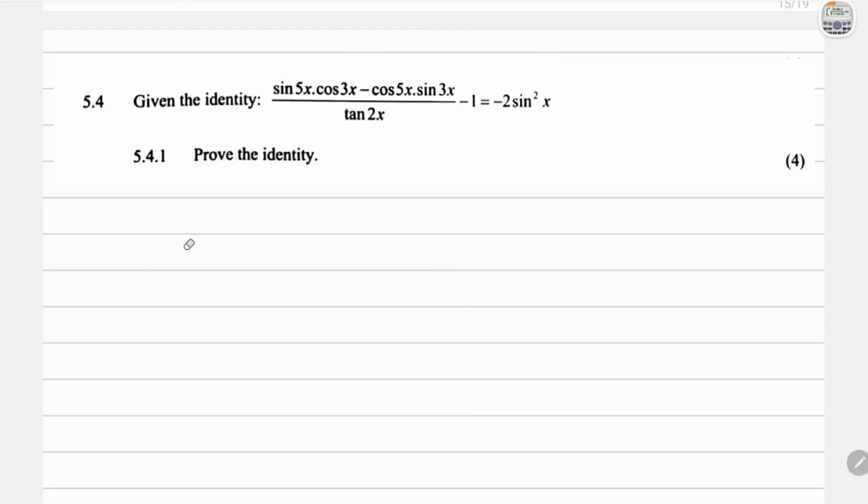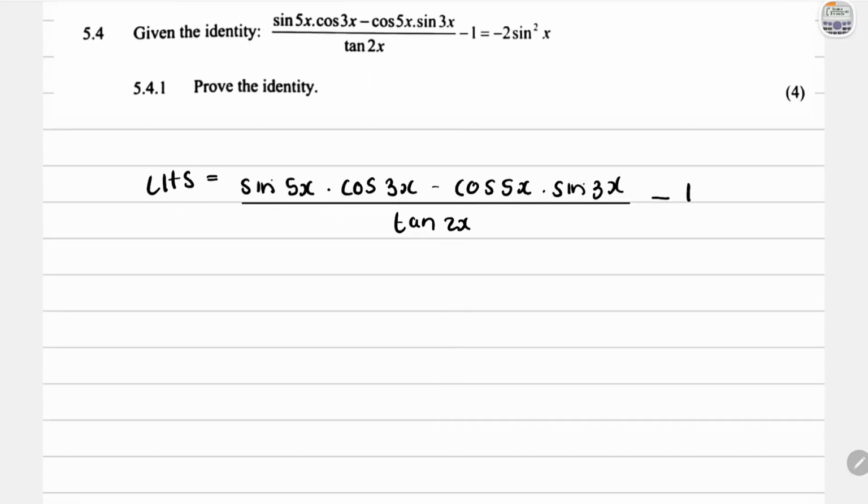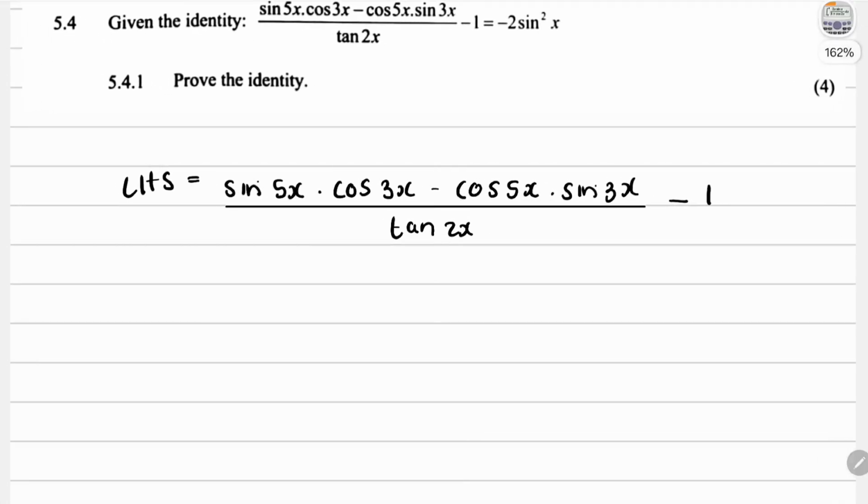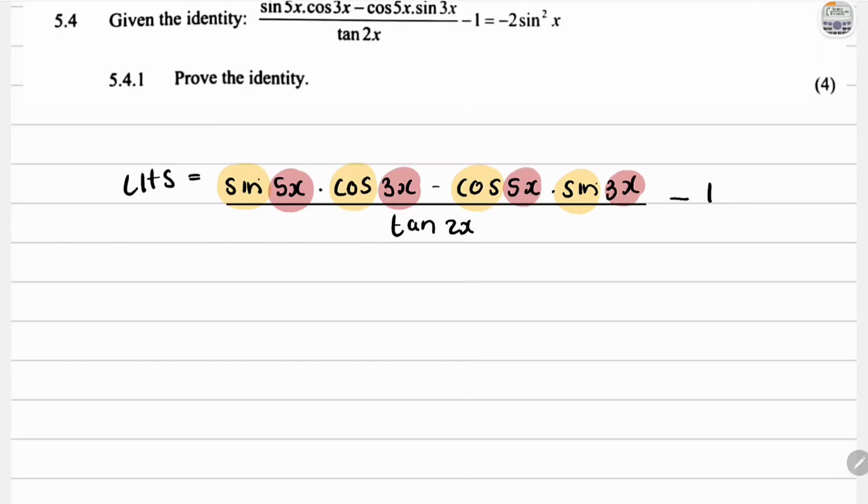So we're going to go ahead and start with the left-hand side. So we'll just say left-hand side equals and rewrite what we have on the left. And now that we have this, we can go ahead and start simplifying. So I want you to notice something about this. Do you see that we have sine, cos, sine, and then we have 5x, 3x, 5x, 3x? That is the order of compound angles. So that is the compound angle for sine, the one with a minus.